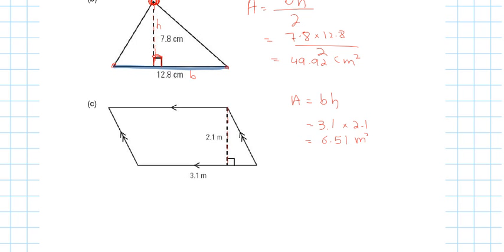So these are the simple areas of 2D shapes. Any questions?